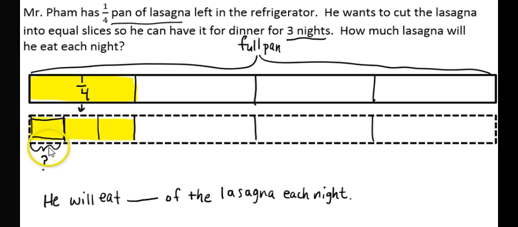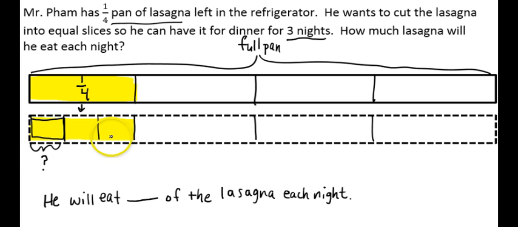Well, to figure out what fraction this piece is of the full pan, I first need to divide the other fourths into 3 pieces as well. Once I've done that, you'll see that the whole pan has been divided into 12 sections. So each of these sections would be 1/12 when you compare it to the full pan. Each of these sections is what he'll eat each night. So he will eat 1/12 of the original full pan of lasagna each night.